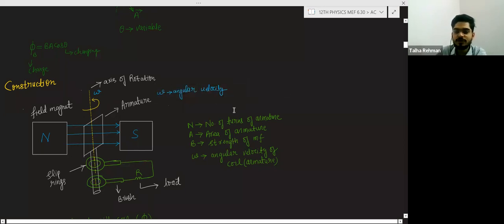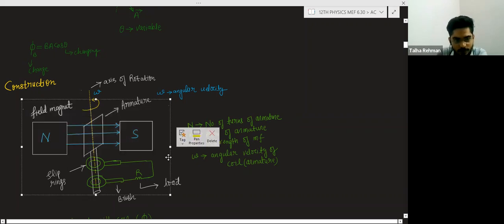So what is omega? Omega is the angular velocity of the coil. Suppose N is the number of turns of the armature, A is the area of the armature, B is the strength of the magnetic field, and omega is the angular velocity of the coil or armature. Basically, this is clear.